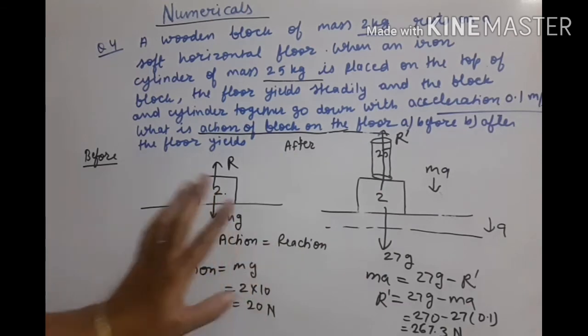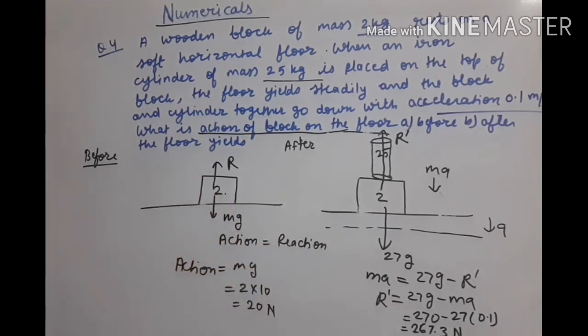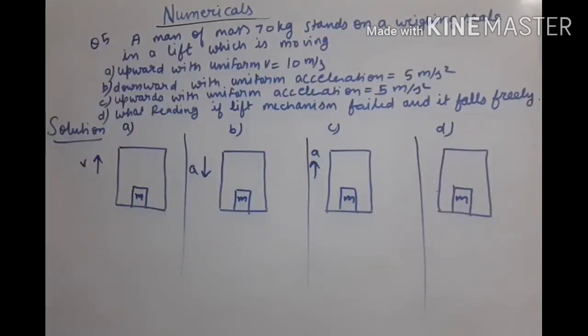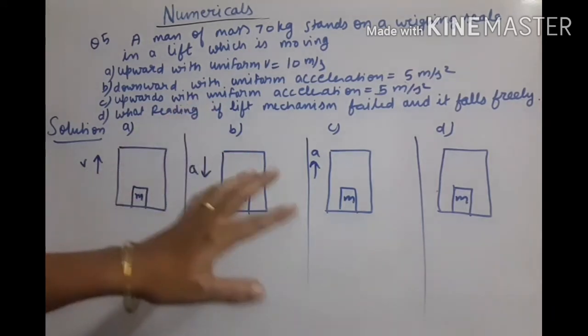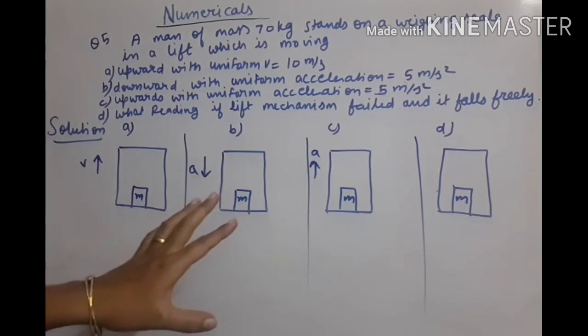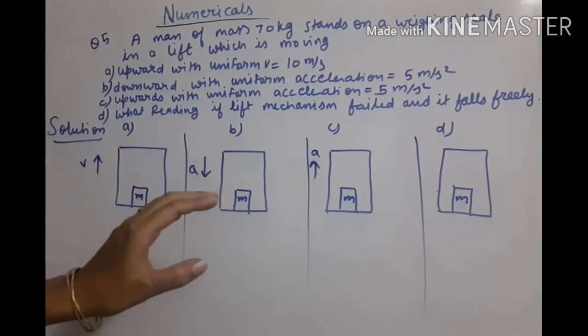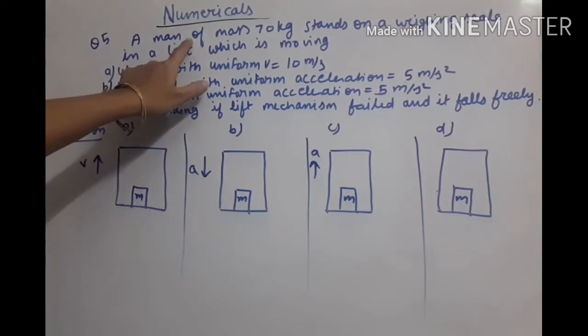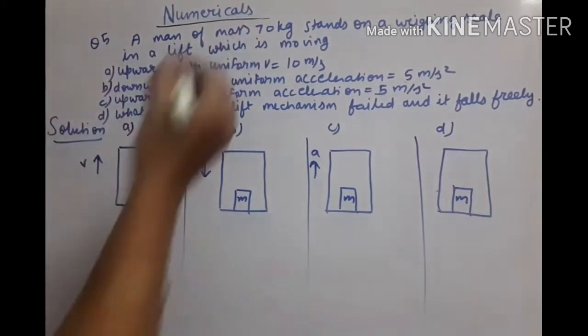This way we have solved the two cases. Let us move to the next question. Note down this question. This question is related to lift cases, which is a very important question. How do we solve for the weighing machine reading in the lift? The question is: a man of mass 70 kg.